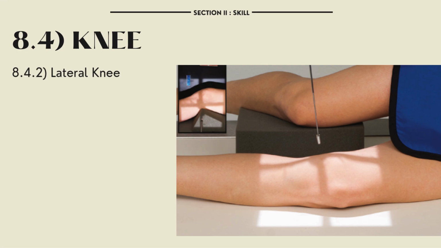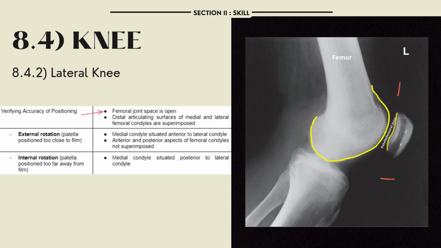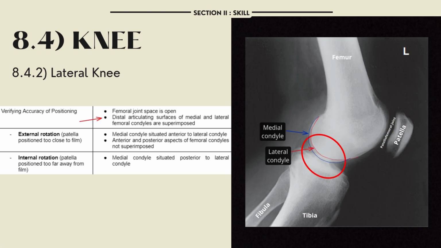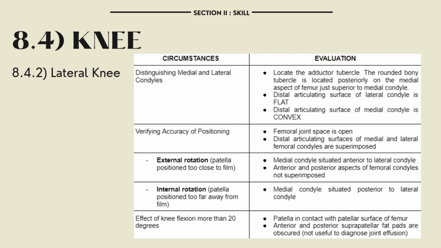There is a way to distinguish the medial and lateral condyles in the lateral knee. Referring to the image, the lateral condyle is typically flat, while the medial condyle is convex. To determine whether it is a true lateral or not, evaluate the femoral joint space and the surface of the medial and lateral condyles. The femoral joint space should be open. The medial and lateral condyles should be superimposed. If the knee is flexed more than 20 degrees, the patellofemoral joint space will be closed.